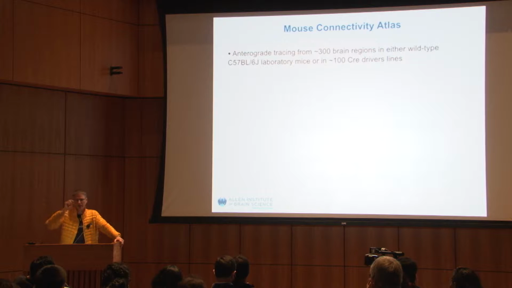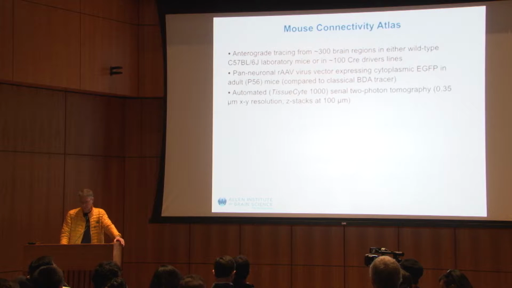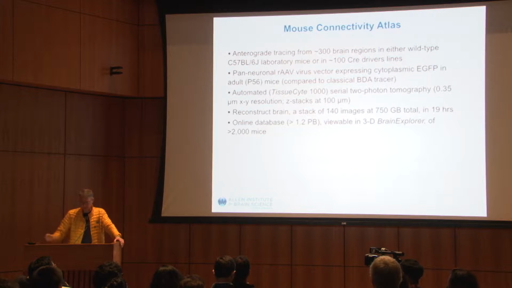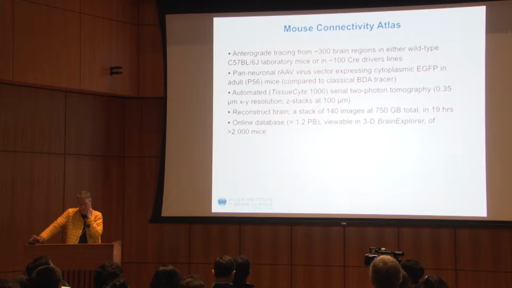You wait 2 weeks till it diffuses all the way from the cell body to the synaptic terminals, and then you image it. You take the animal, you sacrifice it, you cut it into very thin slices, and you do high resolution 0.35 micrometer microscopy. It takes roughly a day and generates almost 750 gigabytes of data in 1 hour.